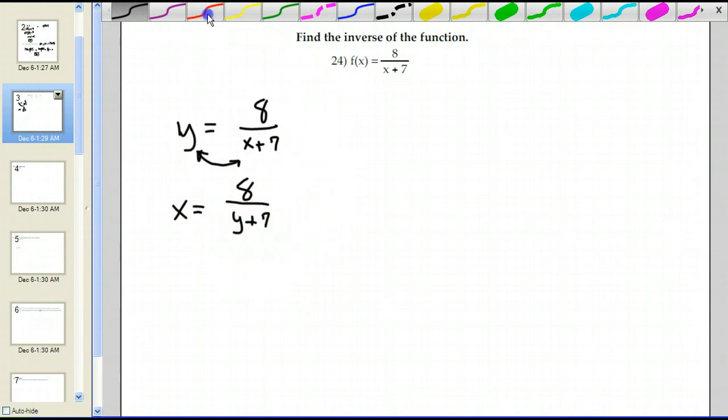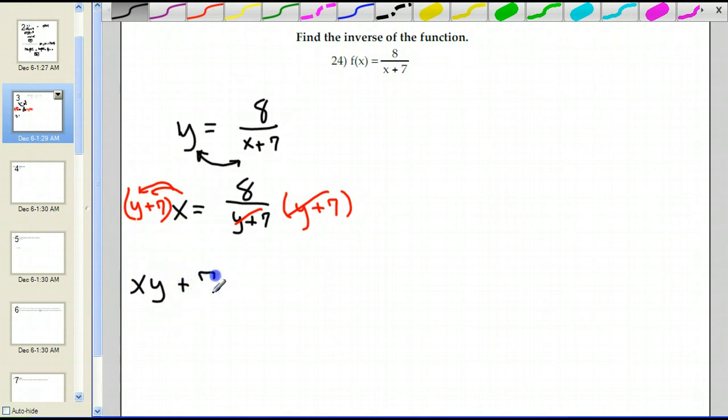So we're going to multiply both sides of this equation by y plus 7 in order to wipe out this denominator. So that's gone. Over here I'm going to distribute that x through, and I'm going to get x times y, if I put the x in front, plus 7x equals just 8 on the other side. Now we want to solve for this y. We want to isolate this y right here.